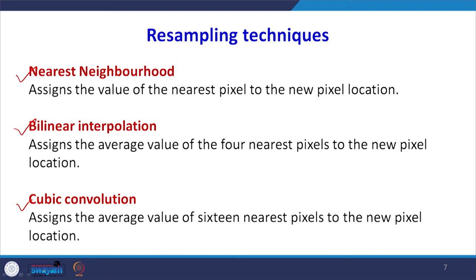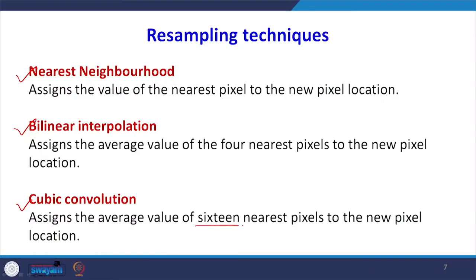Then in bilinear interpolation, instead of one single pixel, it will take the four pixels which are in the vicinity of the new pixel location and read the DN values of those four pixels. Bilinear means that one linear interpolation will be in the X direction and another in the Y direction. So two interpolations will be done in order to get the DN value at the new location.